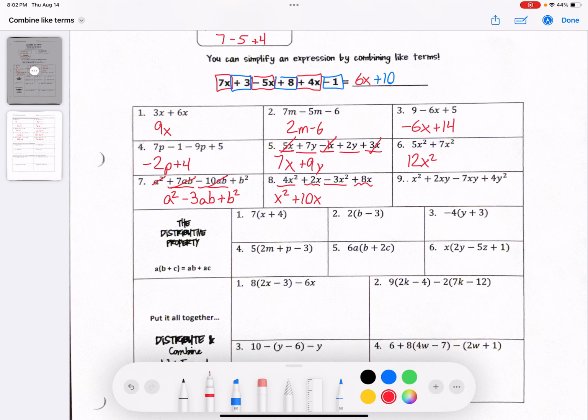And number 9 is similar to number 7. X to the second doesn't have any like terms, so we just bring that down. Then we've got 2xy minus 7xy. So 2 minus 7 is negative 5, and we keep the xy. And then we keep the plus 4y to the second because we don't have anything to combine that with.